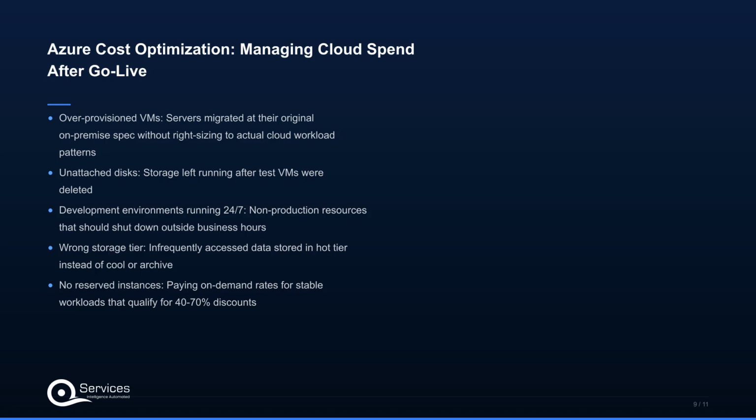The most common overspend patterns. Most companies overspend by 25 to 35% in their first 3 months on Azure. Getting ahead of this requires budget alerts, tagging governance, and monthly cost reviews built into the landing zone from day one.